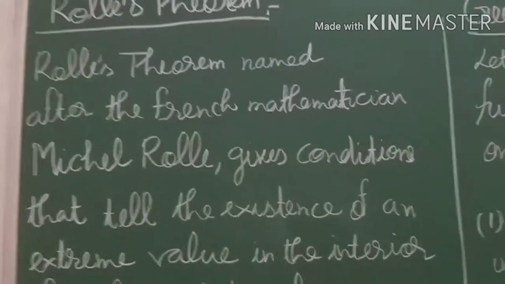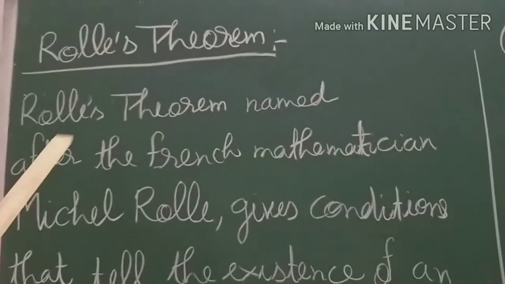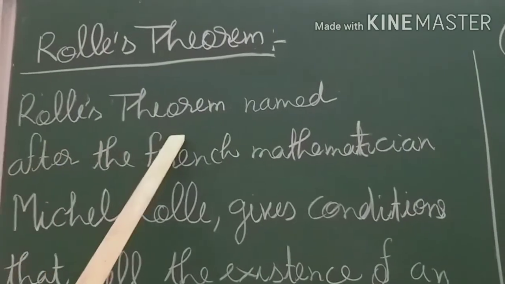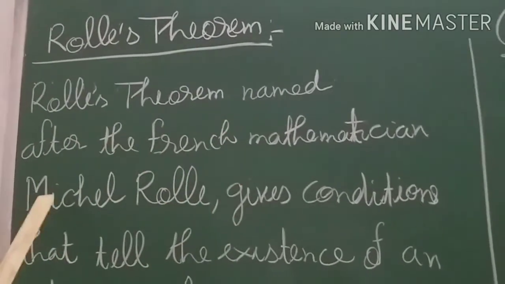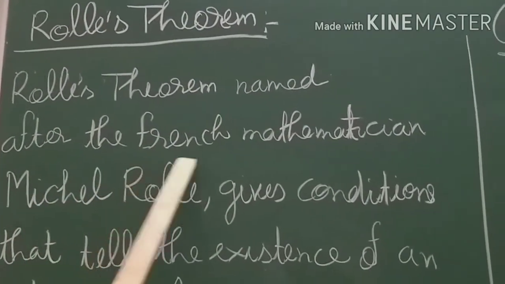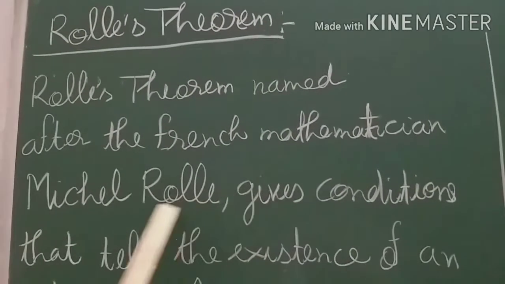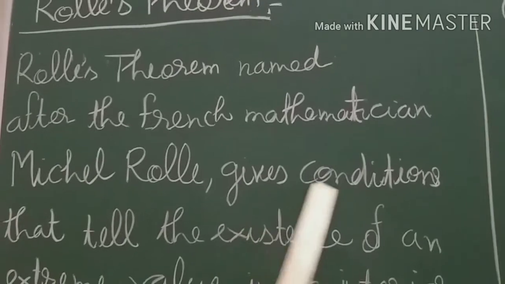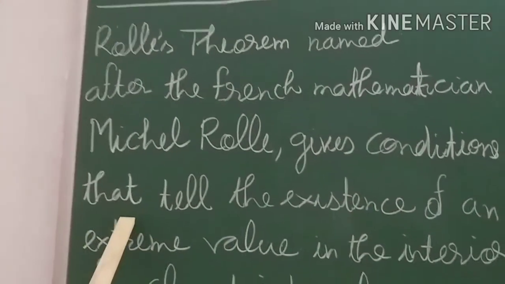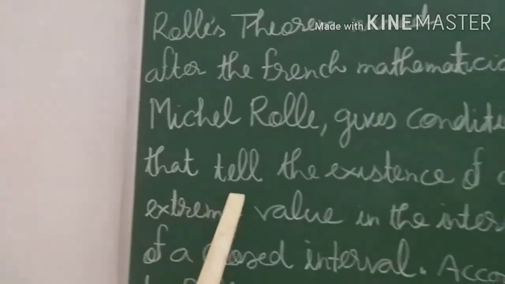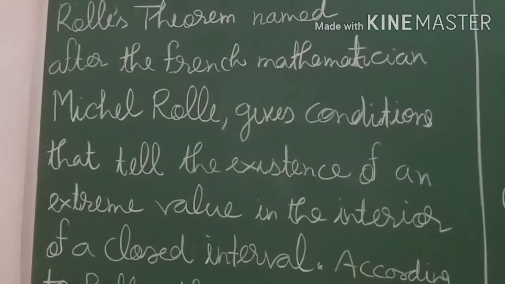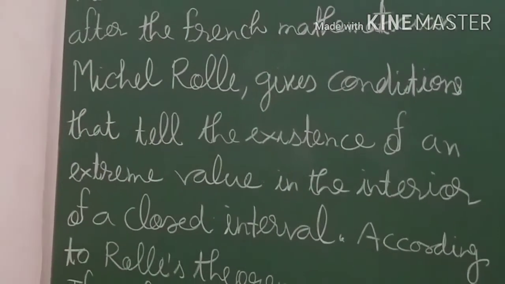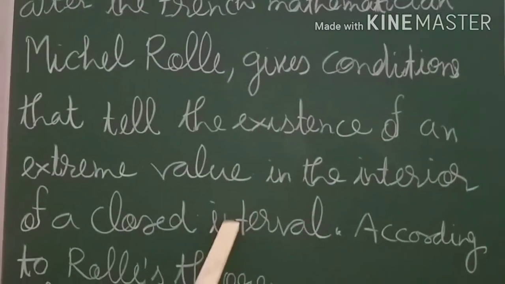So what is Rolle's theorem? Students, Rolle's theorem, named after the French mathematician Michel Rolle, gives conditions that tell the existence of an extreme value in the interior of a closed interval.